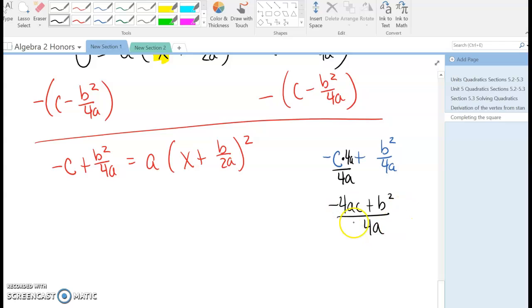Not really a fan of the way that looks. I'm going to actually put the b squared first, just because I like to have those higher exponents in the beginning. So I'm going to rewrite this as b squared minus 4ac all over 4a. So all I did right now is make a common denominator on the left-hand side and rewrite the left-hand side.